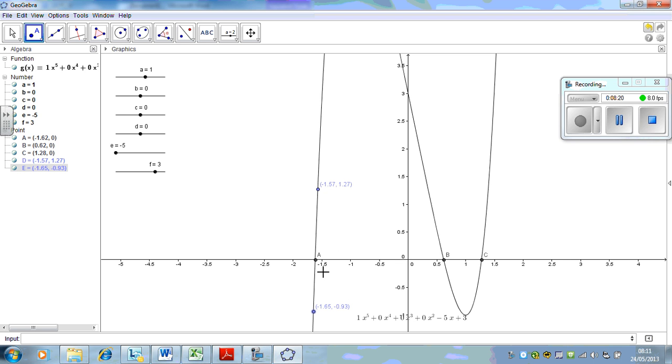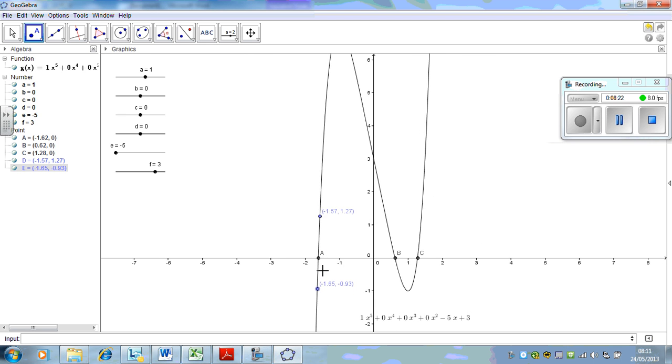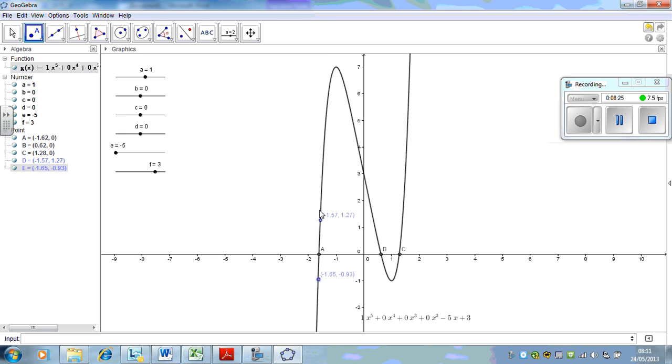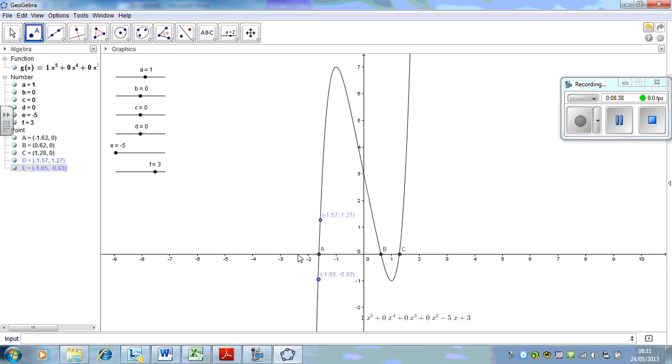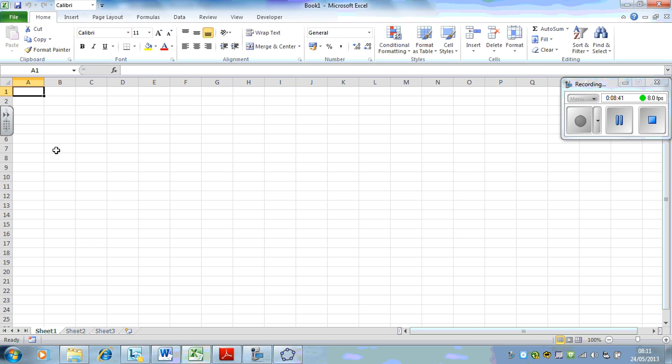Now, it's not enough for us to just use the graphing package to solve this, because we're only as accurate as the graphing package. So we're going to use Excel to be able to find this root. First of all, looking at the graph, we know it's between -1 and -2. I'm going to create a little table with x and f of x. So let's create my table.